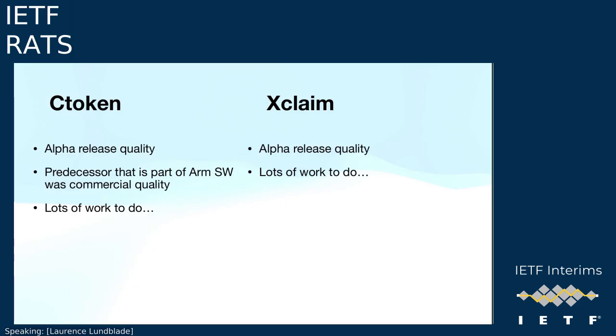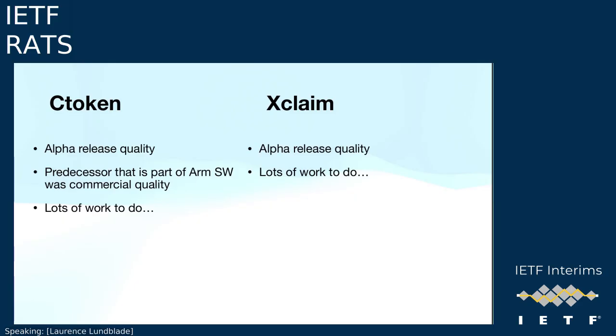Then CToken and Xclaim, I haven't worked on them much for a while. They're alpha release quality. There was a predecessor of CToken that was part of the ARM software stack in TFM, so that was commercialized by ARM. CToken supports EAT and UCCS. No, not UCCS. Yeah, I think it does support UCCS.